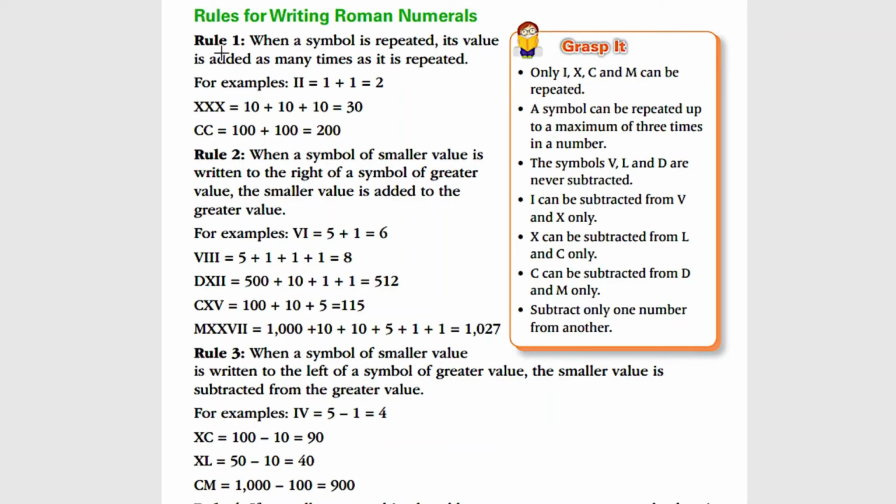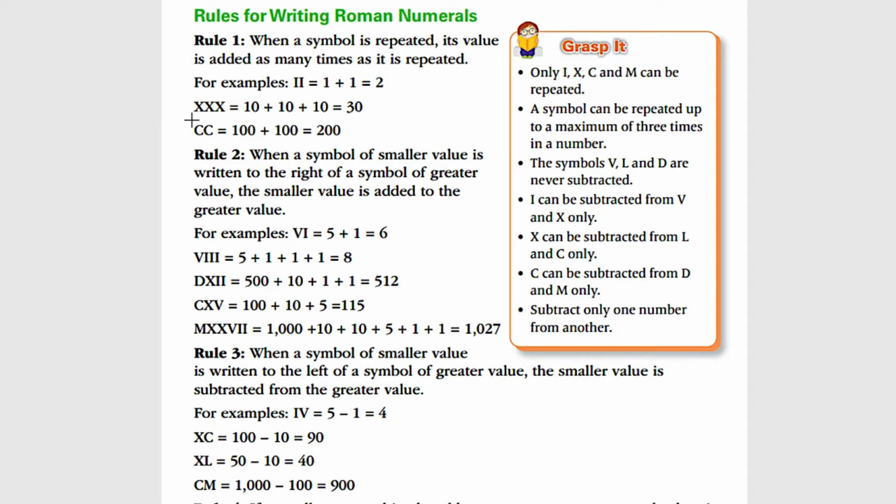So rule number 1, when a symbol is repeated, its value is added as many times as it is repeated. So for example, over here, letter symbol I is repeated 2 times. So its value, which is 1, is added 2 times, and that is equal to 2. So for 2, the Roman numeral we have is I repeated 2 times.